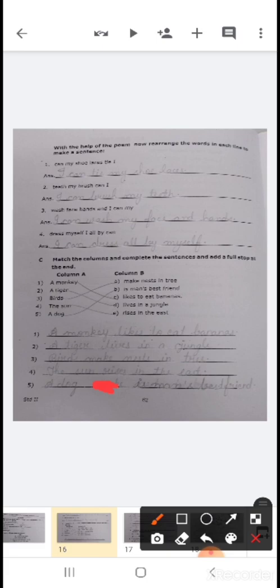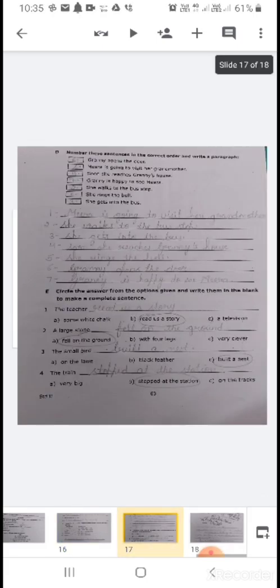Okay, so write this. And on the next page, you have to number the sentences in the correct order and write a paragraph.